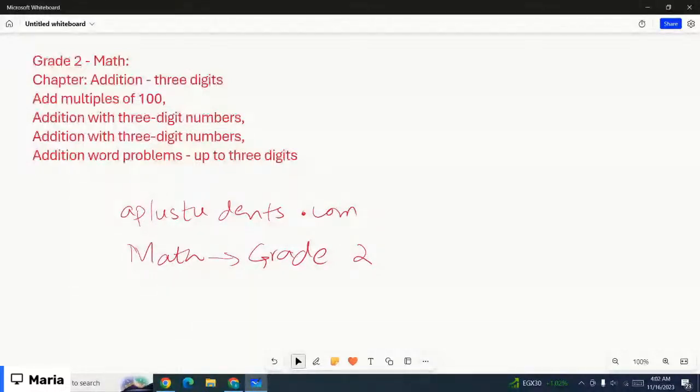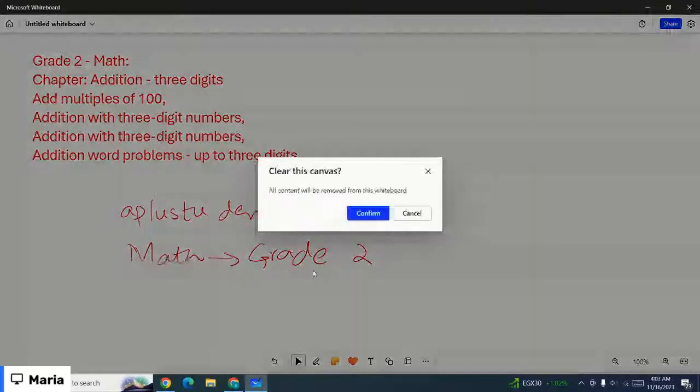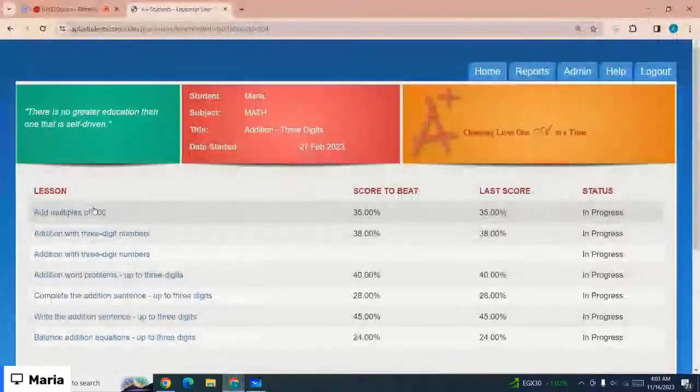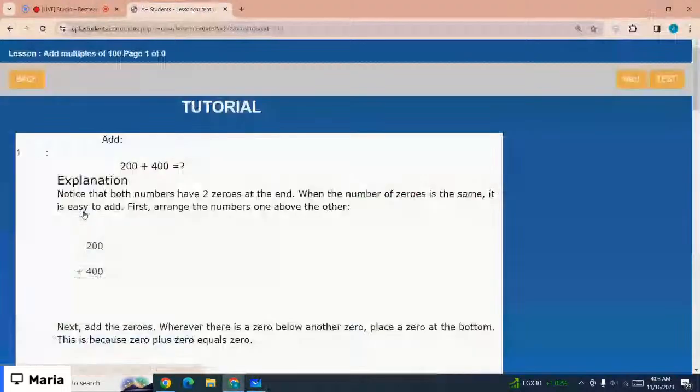Okay, so the basic concept is you have to add, right? You already know how to add. So just you have the number of digits are 3 in the question in all the numbers. So let's just start with the first lesson, that's add multiples of 100, right?